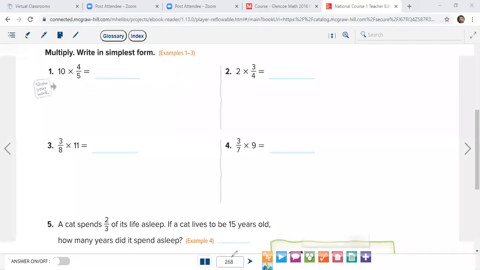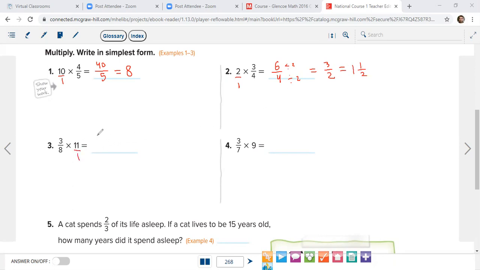This is a guided practice on page 268, problem number 1. 10 is like 10 over 1, so multiply the numerators will give you 40, denominators will give you 5, and over is like division, and 40 is really divisible by 5, so 40 divided by 5 is 8. 2 is like 2 over 1, multiply numerator, multiply denominator, this will give you 6 over 4. Simplify it first, divide by 2 up, divide by 2 down, this will give you 3 over 2, and 3 over 2 we all know that it's like 1 and 1/2.